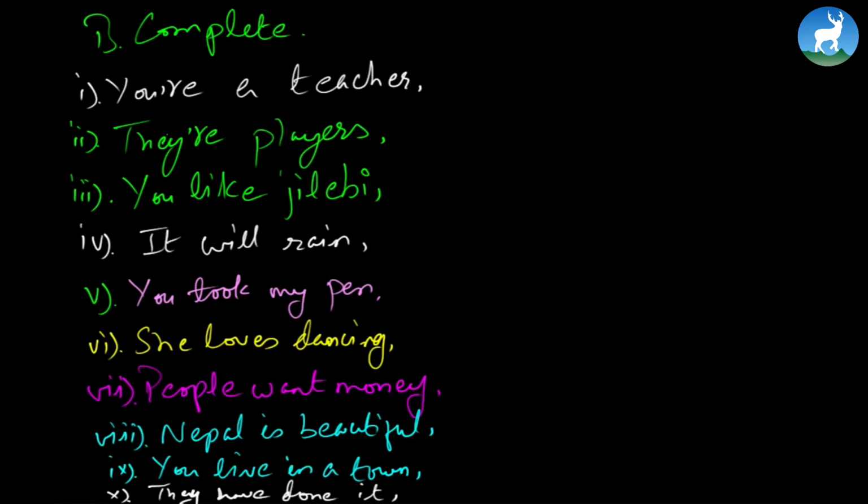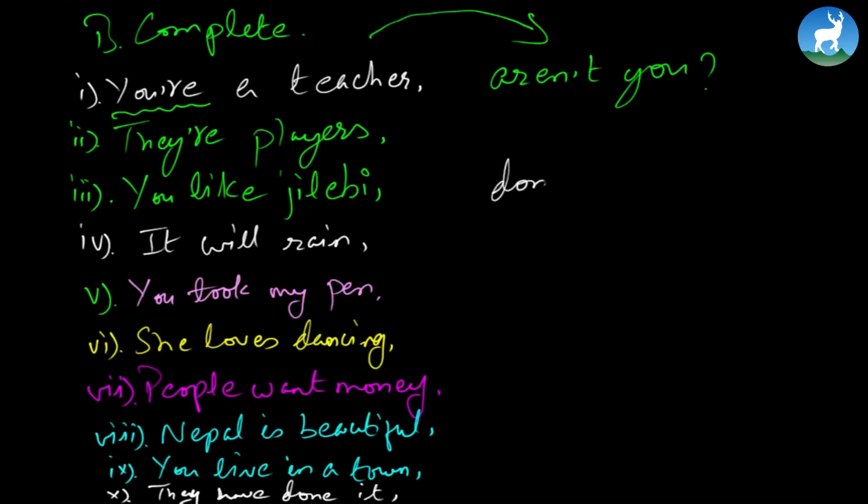Now, look at this. When we do the question tag, you're a teacher. It's a contraction of you are. You are a teacher. Aren't you? Remember, positive statement, negative question tag. They are players. The same rule applies. You like jalebi. Simple present here. Don't you? Positive statement, negative question tag. It will rain. The same rule. You took my pen. Now look at that. Took.